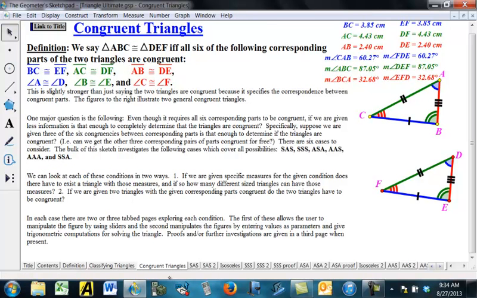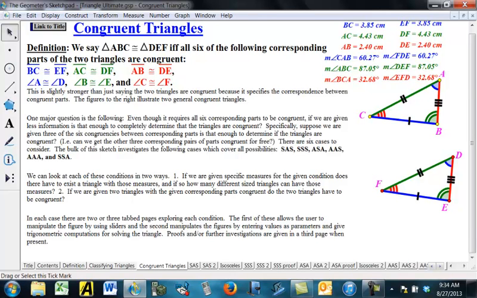Remember, two triangles are congruent if and only if all 6 of the measurements match up, so that you have a pair of sides that are congruent, another pair of sides that are congruent, and the third pair of sides are congruent between the 2 triangles. And similarly, all the corresponding angles are congruent. So there's 6 things there that must match up for those 2 triangles to be congruent.